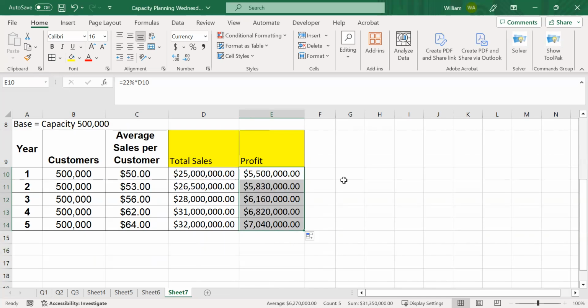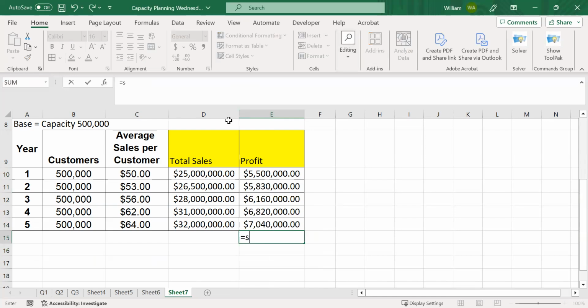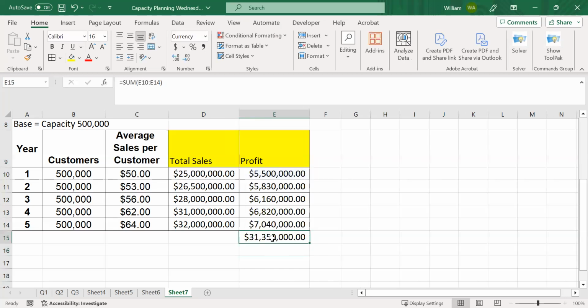Okay, so that gives me my first scenario. My total profit for the 5 years is going to come up to, I'm going to sum these up, equal sum, $31 million. Okay, so I'm done with the base scenario. I'm going to pause it there, and I'm going to compare this base scenario to our scenario 1 where we actually expand. So let's have a scenario 1, which is our expansion.